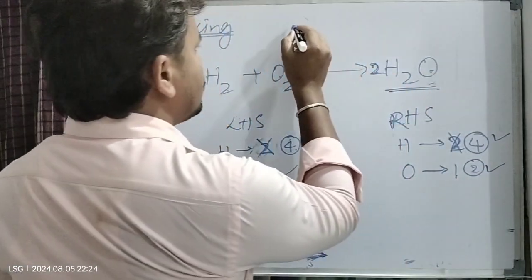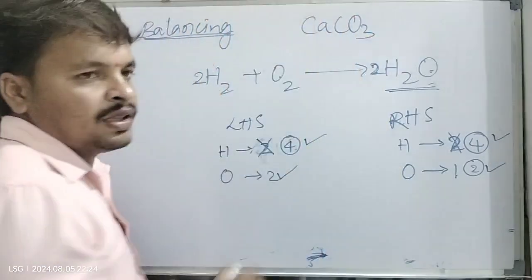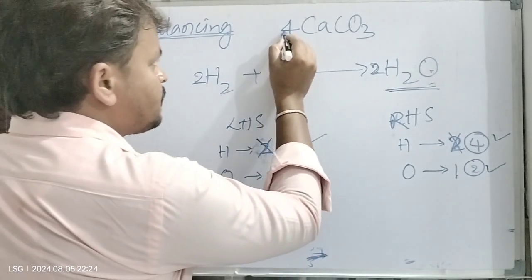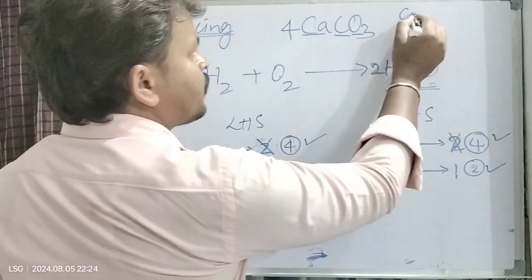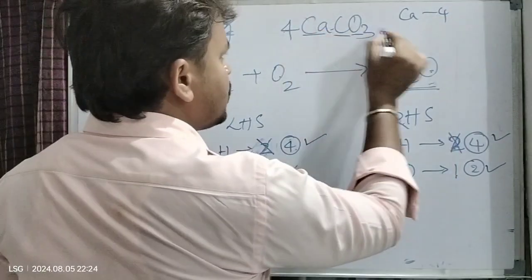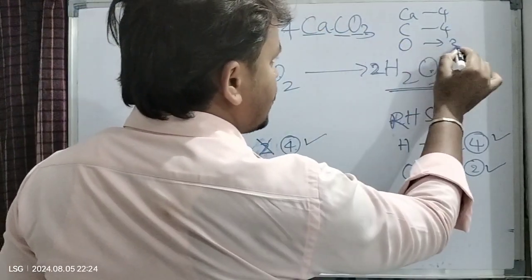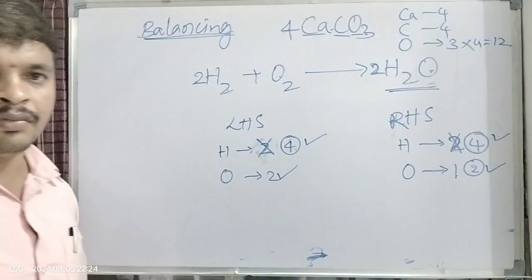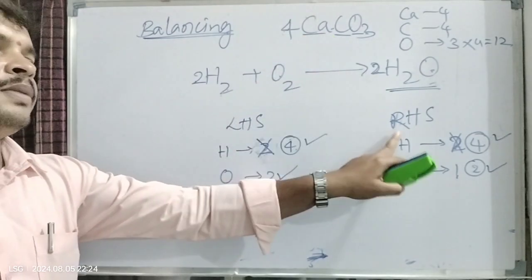When you write the number, for example here, you see calcium carbonate, CaCO3. If you write 4 calcium carbonate, this 4 is for calcium also, carbon also, oxygen also. Calcium becomes 4, carbon also becomes 4, and oxygen, see, 3 already are there, then into 4, that is 12. It must be known. Then the balancing will be very easy.